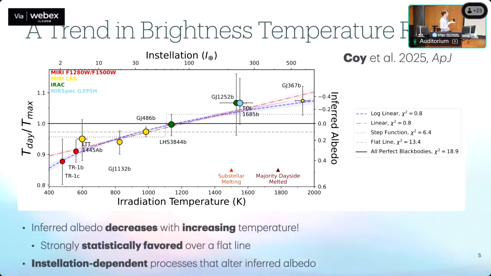What we found was that while these observations are all individually consistent with the bare rock null hypothesis, when we analyze them together, they show a striking trend of increasing brightness temperature ratio with increasing substellar temperature. What this trend implies is temperature-dependent processes that alter the inferred albedo of these planets, darkening those that are closer in and hotter.